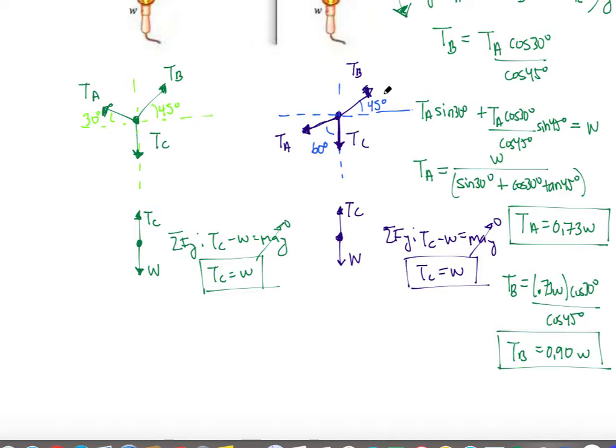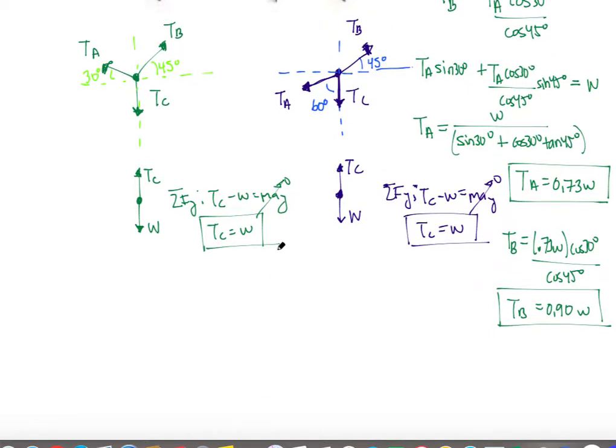Now we have to do the same thing for the blue situation. So this is really just to practice doing some drills. Starting with the free body diagram here, I'm going to write my sum of forces equations. So in the x direction, I have tension B times the cosine of 45 degrees minus tension A times the sine of 60 degrees, the way I've defined this 60 degrees, is equal to MAX, which is 0.